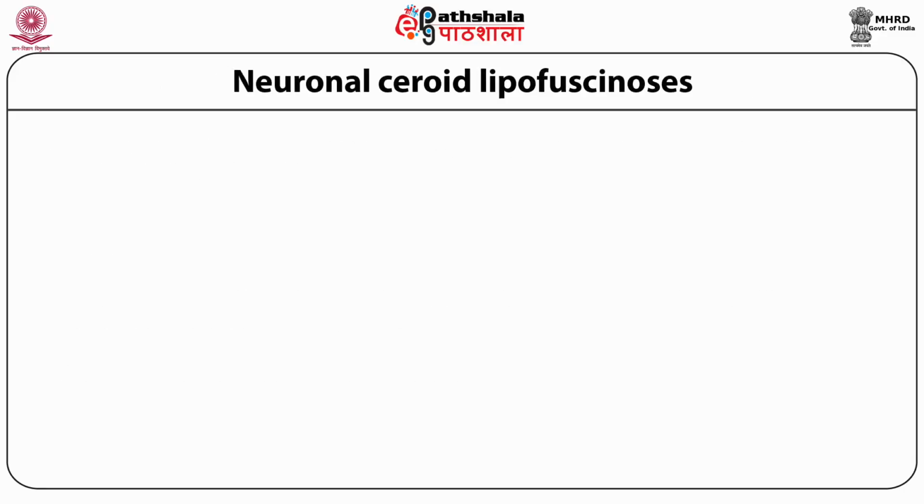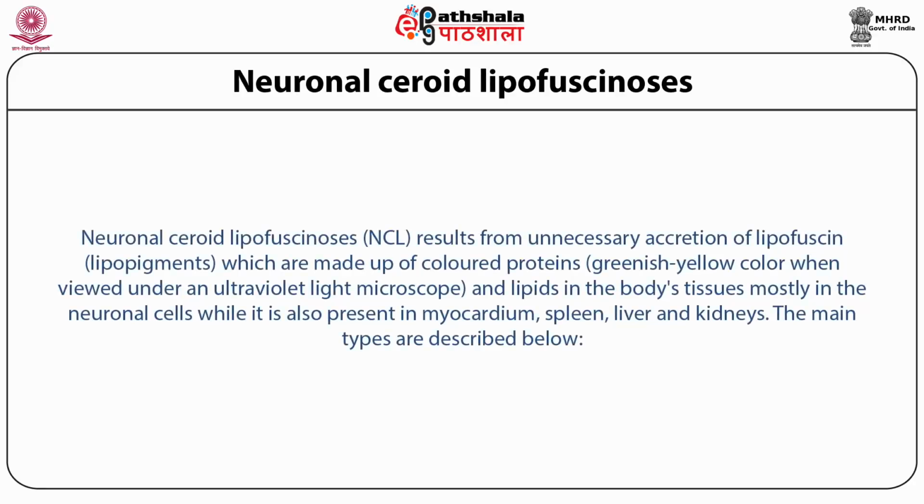The third form of the lipid storage disorder is neuronal ceroid lipofuscinosis, which is also called NCL. Neuronal ceroid lipofuscinosis results from the unnecessary accretion of lipofuscin, which is a lipopigment. These lipofuscins are made up of colored proteins, actually greenish yellow when viewed under an ultraviolet light microscope, and lipids in the body tissues, mostly in the neuronal cells, while it is also present in the myocardium, spleen, liver, and kidneys. The main types are described in the following figure.